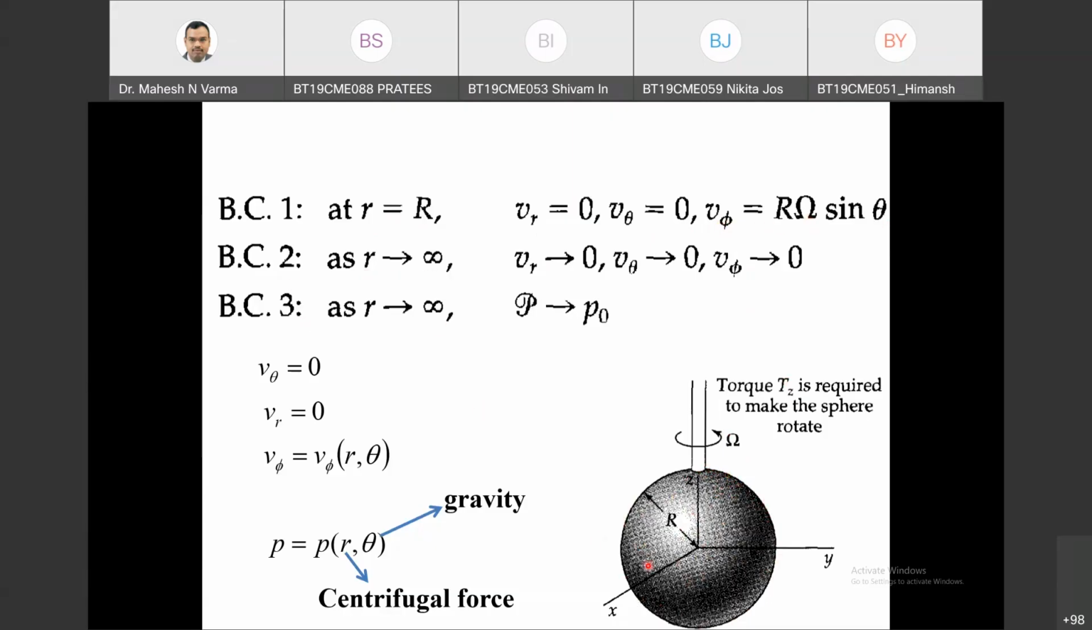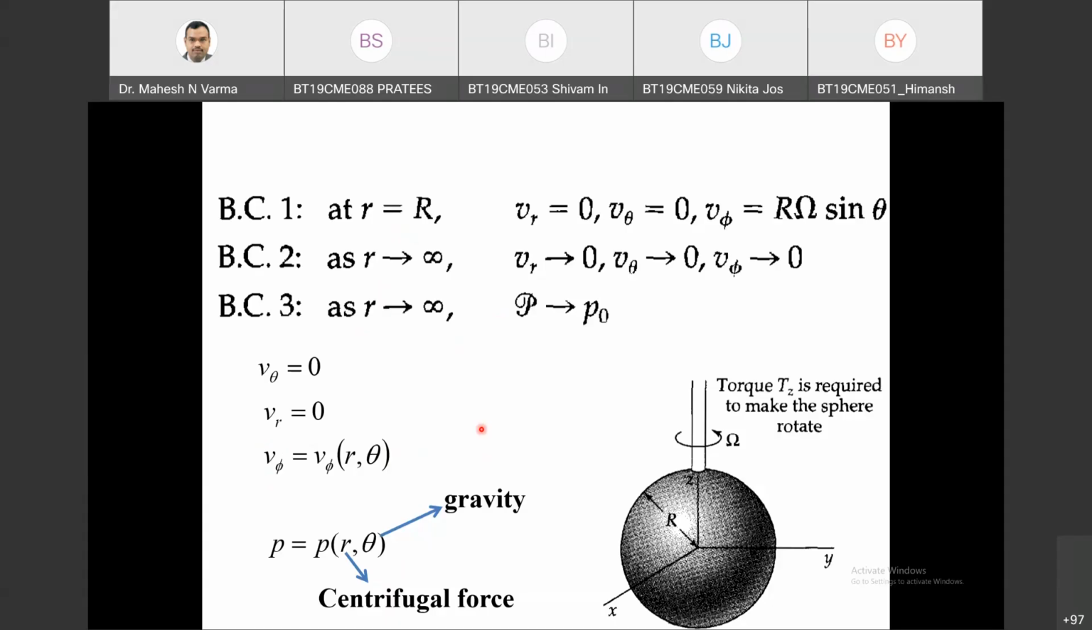At r equals infinity, very far from this solid sphere, Vr equals 0, V theta equals 0, V phi equals 0. And at r equals infinity, the pressure of the fluid is given. Those are the boundary conditions. Using these boundary conditions, I can get the variation of pressure with respect to r and theta, and I will get the velocity profile of V phi.